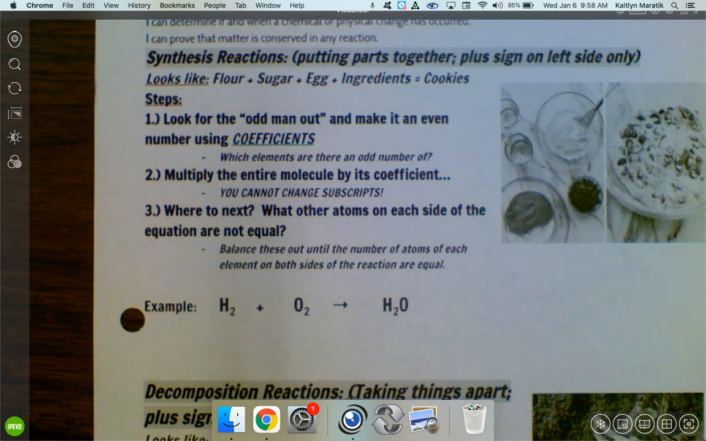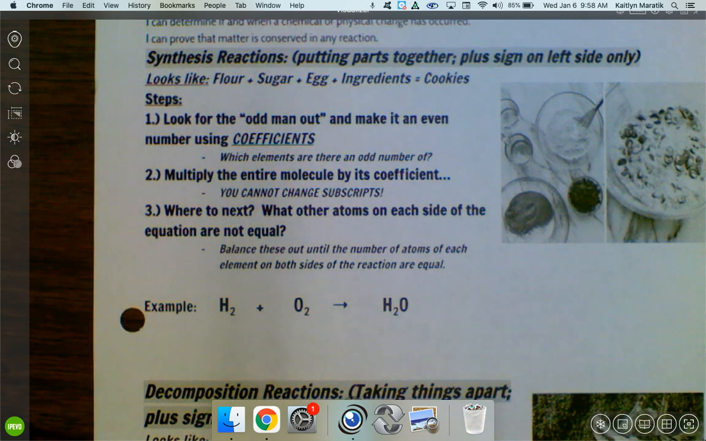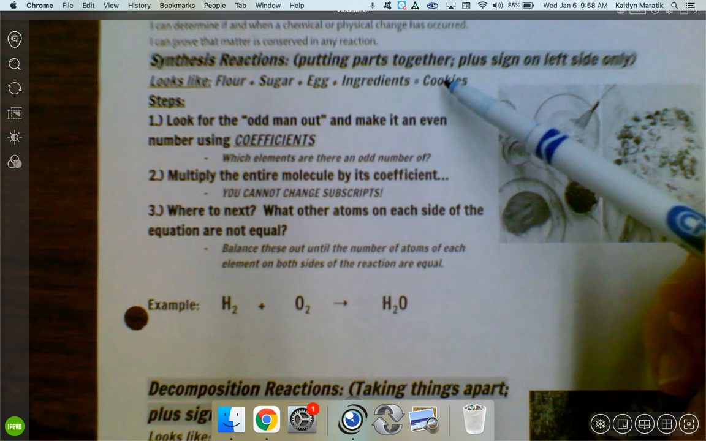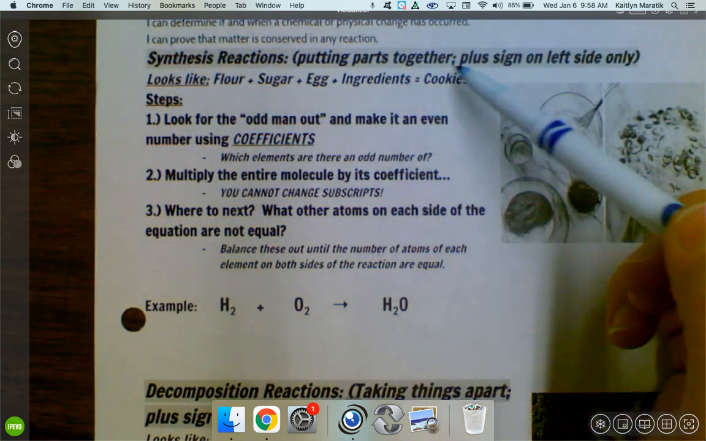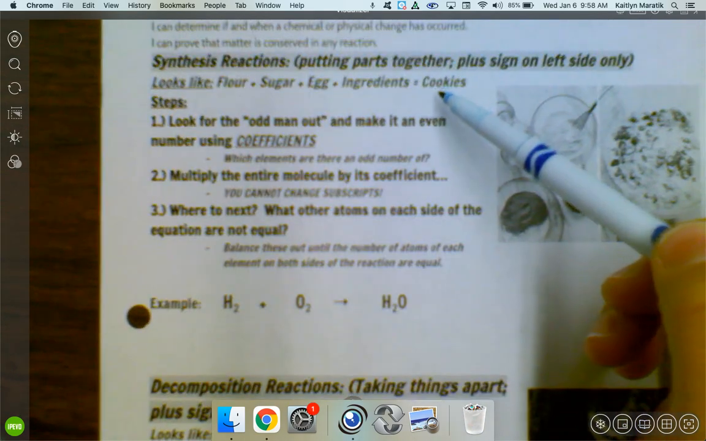cookies at the end. Okay, well, that's not quite exactly what we've got here, but that's a way to think about it. Because you're adding all these things and you're getting one product at the end. Or if you're like, okay, I get all these things and then I get one cake at the end. But you're adding all these things together and getting one thing at the end.